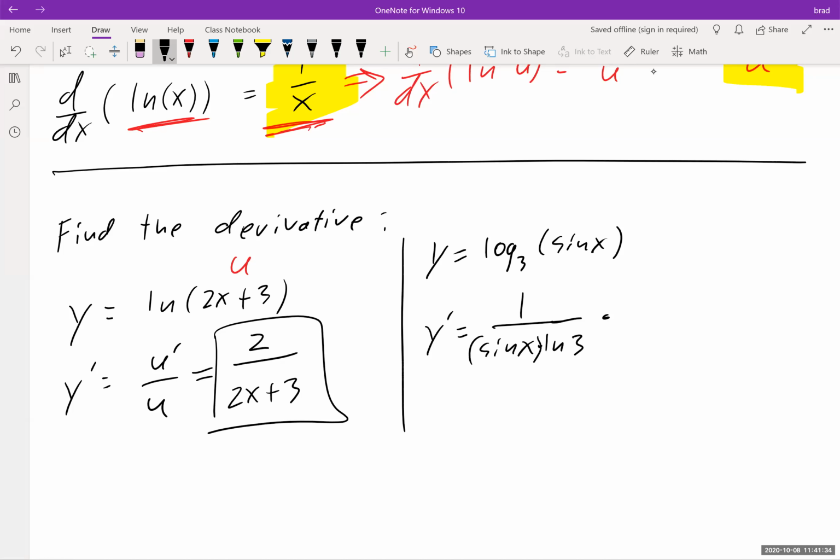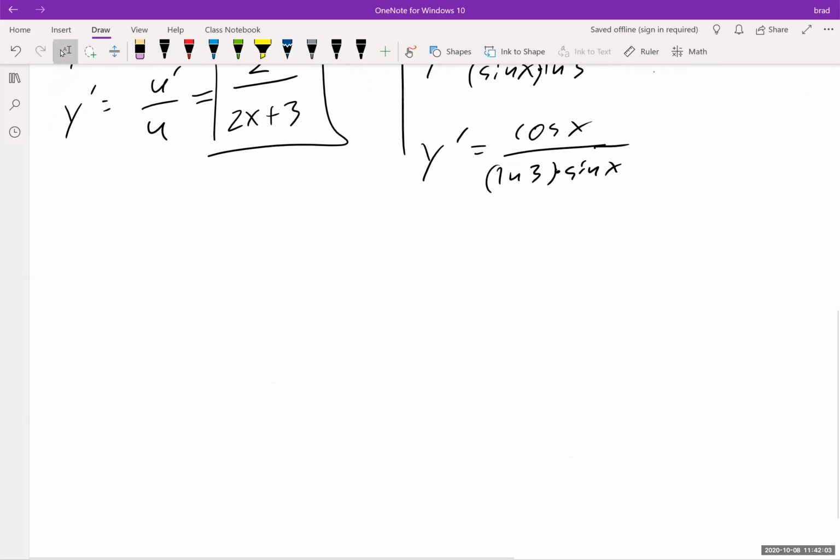Now we have to attach the chain rule, which would be the derivative of sine, which is cosine x. So we end up with y prime is equal to cosine x over sine x. You know what, I'll write ln of 3, just so it looks a little cleaner, times sine of x, okay? Because technically ln of 3 is a constant. So that's how we can do these basic ones. Now they're obviously going to step up in difficulty.